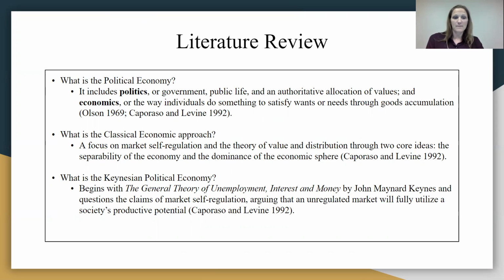The Keynesian economic theory begins with The General Theory of Employment, Interest, and Money by John Maynard Keynes. He questioned the claims of market self-regulation. He argued that an unregulated market will not fully utilize a society's productive potential. He encouraged a reconsideration of the relationship of politics and markets and opposed the view of Adam Smith's invisible hand.